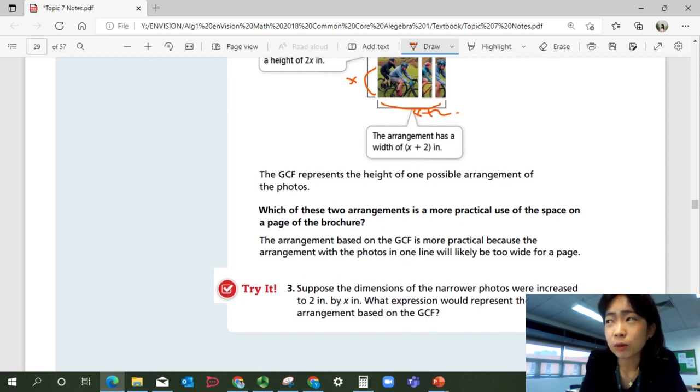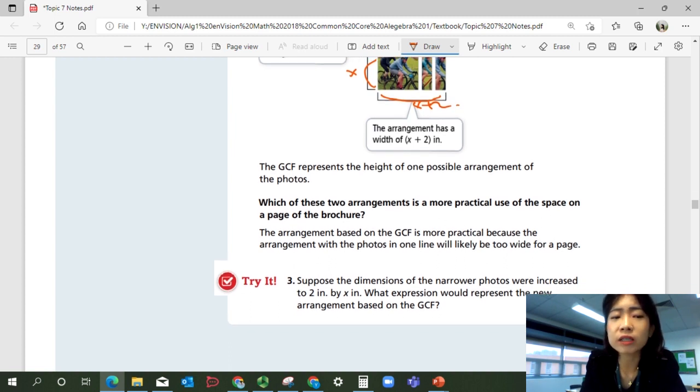So let's look at try number 3. Suppose the dimensions of the narrow photos were increased to 2 inches by x inches instead of 1 inch by x inches. What expression would represent the new arrangement based on this GCF? So change the expressions to fit the new dimensions. Pause the video, see if you can do it by yourself. Come back when you're ready for answers.